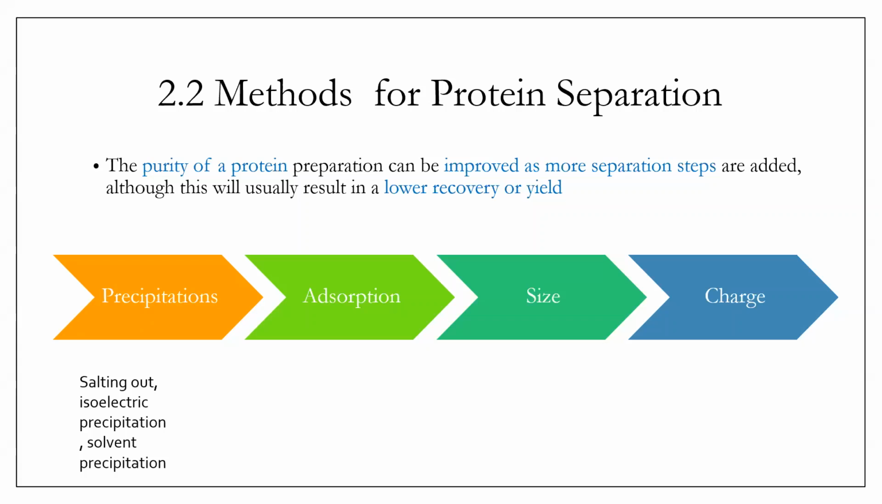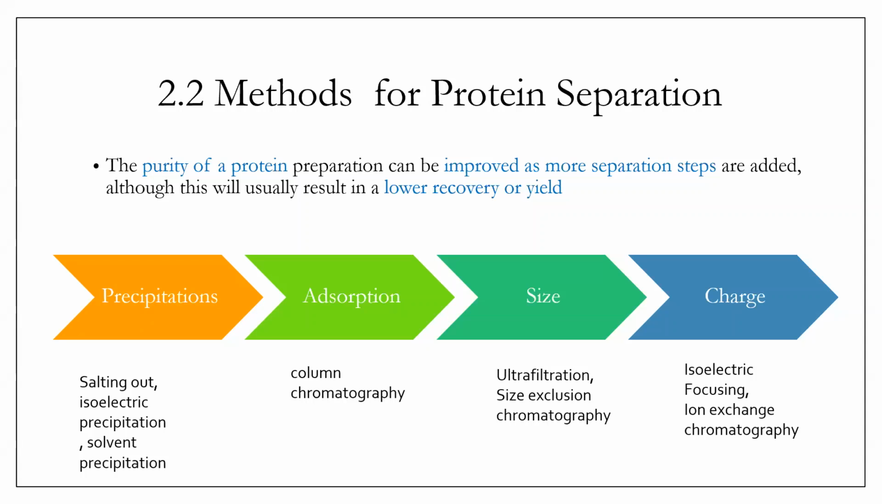After the precipitation, we can use any of these techniques, like adsorption-based column chromatography or size-based methods. We can use ultrafiltration, with membranes of different molecular weight cutoff, or we can go for size exclusion chromatography. Or on the basis of charge, we can use separation techniques like isoelectric focusing and ion exchange chromatography. Okay.